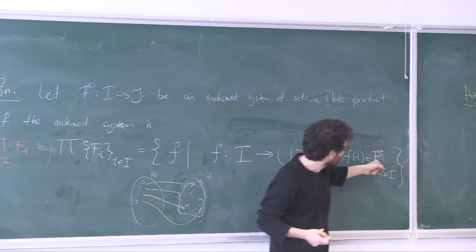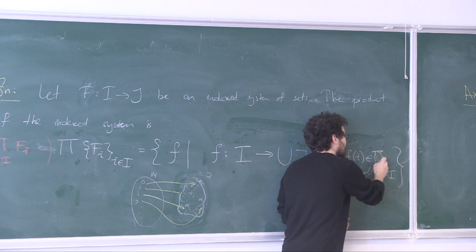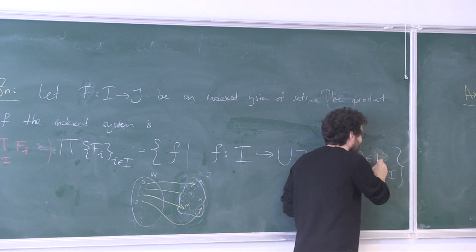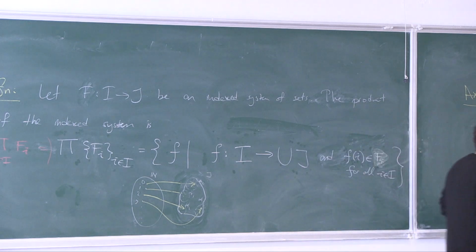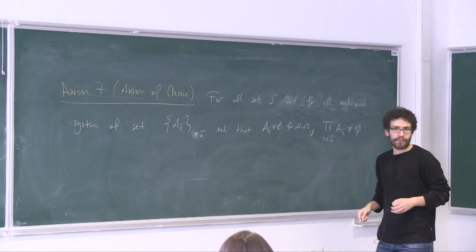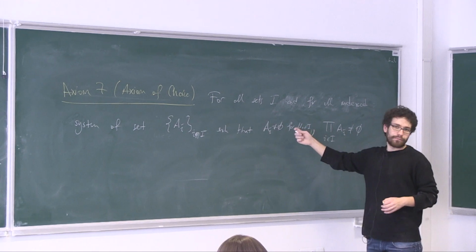So if one of these Fi's is empty, then this product is empty. So I cannot expect this to be non-empty. However, the axiom of choice tells me that if these are all non-empty, then the product is non-empty, okay? Now, axiom of choice has many different forms. This is one of them.